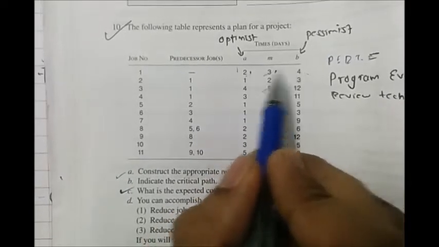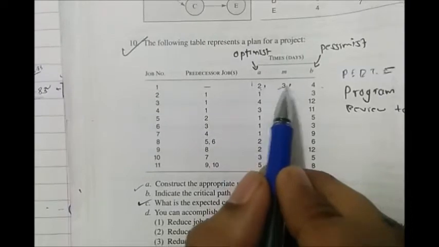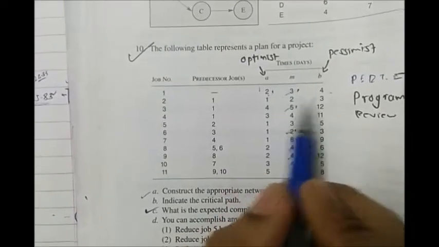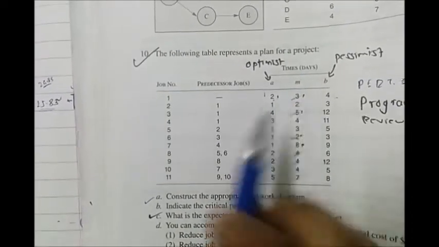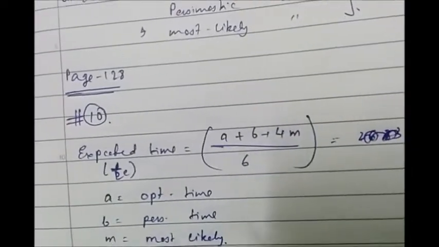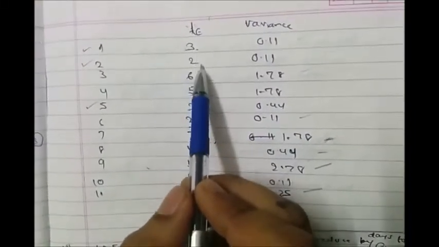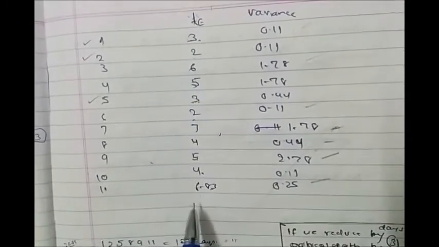So A plus B यानी कि 2 plus 4 is 6, plus 3 into 4 यानी कि 12. So 18 divided by 6, which comes out to be 3. This is the formula which we use. So the expected time in the first case is 3. In a similar manner, you calculate the expected time for each and every case.